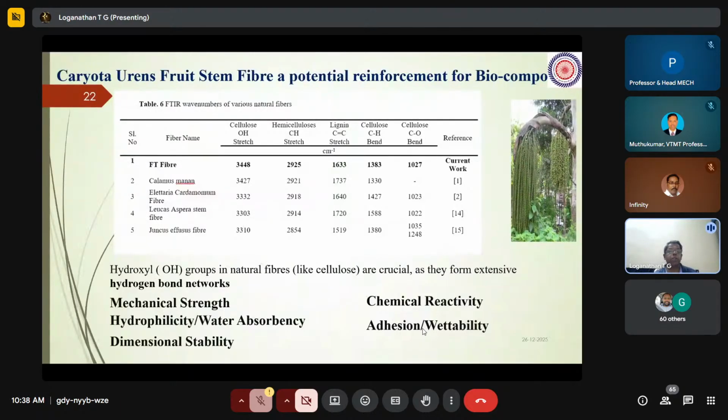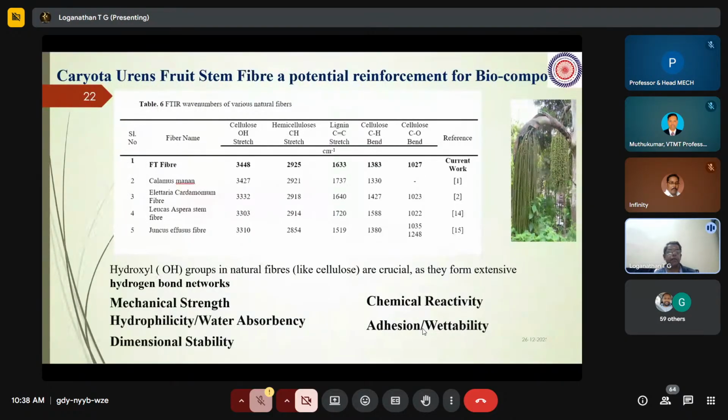And this is the chemical composition of that. So you can see here the cellulose OH is around 3500, and this is going to be hemicellulose around 3000, lignin around 1600, and CH band of cellulose is around 1400, and cellulose CO band is around 1000.